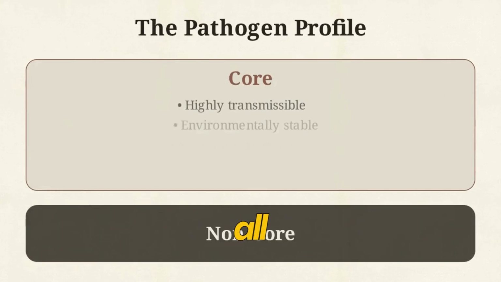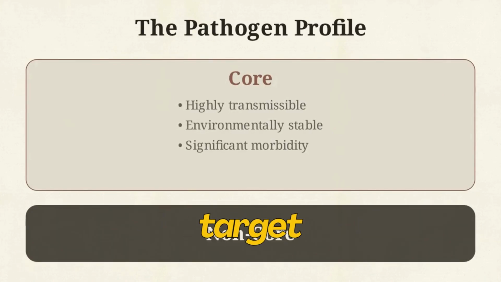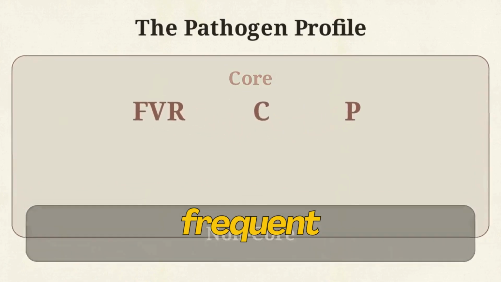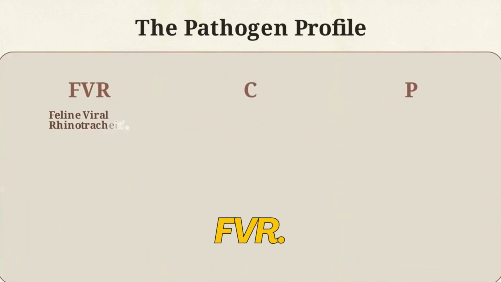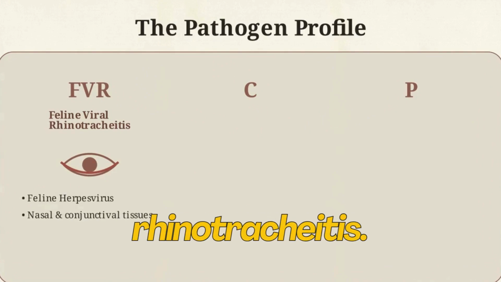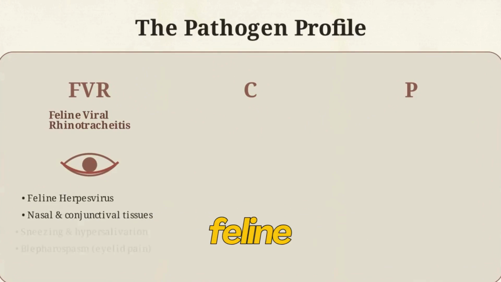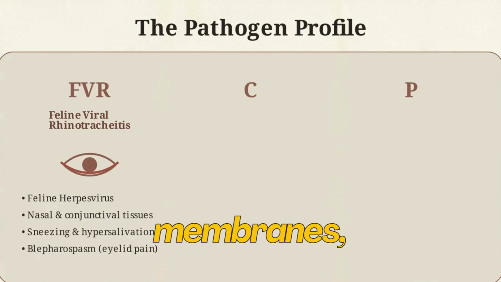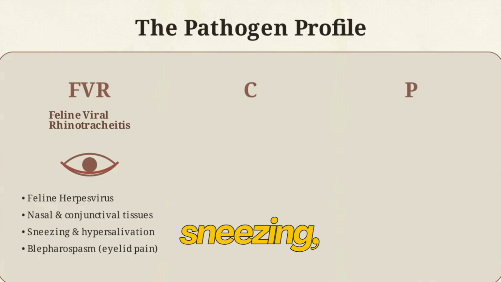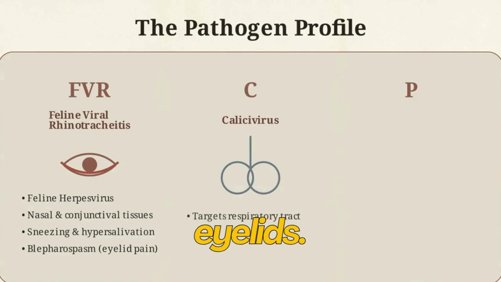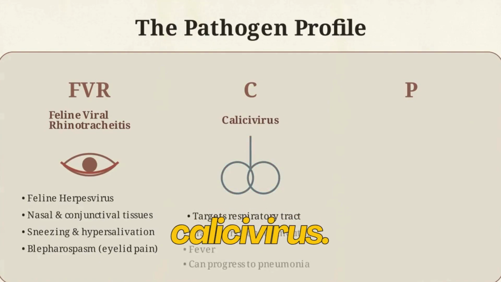These are recommended for all cats because the viruses they target are highly transmissible, stable in the environment, and cause significant morbidity. The most frequent core requirement is the FVRCP. FVR refers to feline viral rhinotracheitis, caused by feline herpes virus. It replicates in the nasal and conjunctival membranes, often leading to sneezing, hypersalivation, and painful inflammation of the eyelids. The C stands for calicivirus.